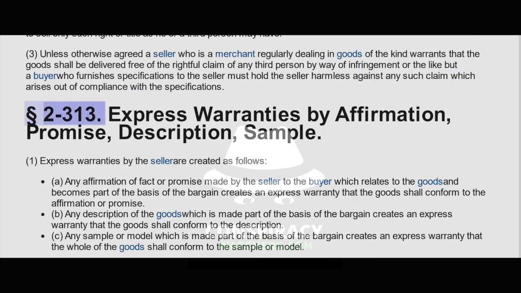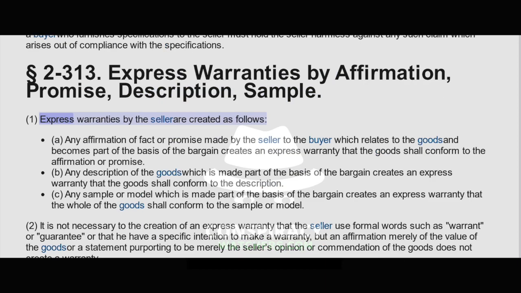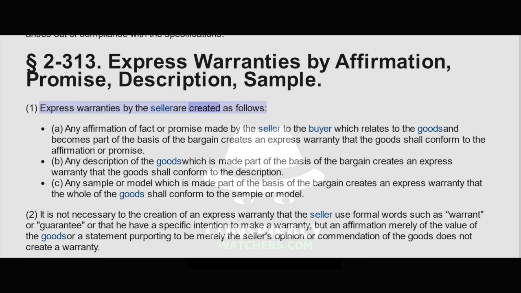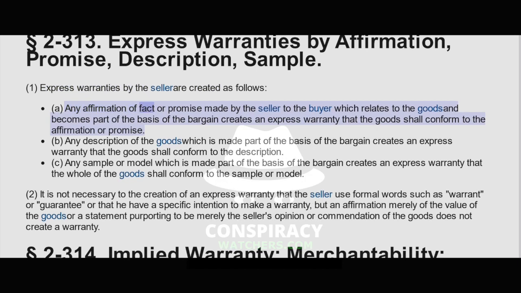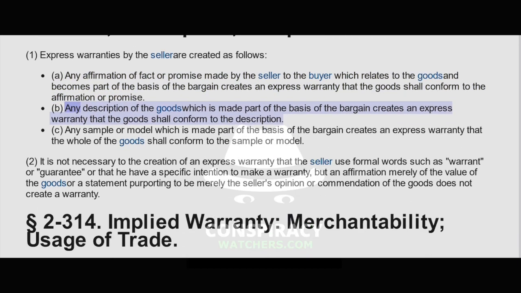Section 2-313. Express warranties by affirmation, promise, description, sample. Express warranties by the seller are created as follows. Any affirmation of fact or promise made by the seller to the buyer which relates to the goods and becomes part of the basis of the bargain creates an express warranty that the goods shall conform to the affirmation or promise. Any description of the goods which is made part of the basis of the bargain creates an express warranty that the goods shall conform to the description.